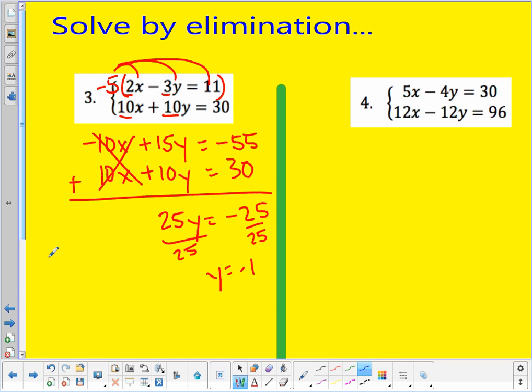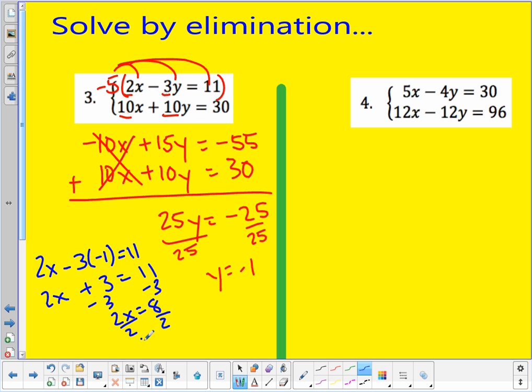Plugging that back into one of the originals, if I just pick the top one, 2x minus 3 times negative 1 equals 11. That's 2x plus 3 is equal to 11. Just multiplying the negative 3 times the negative 1. Subtract your 3. 2x equals 8. Divide by 2. x equals 4. All right, so, oh, and I guess I didn't really mean to box that. My solution here would be 4 comma negative 1. That's what I needed to box. There we go.